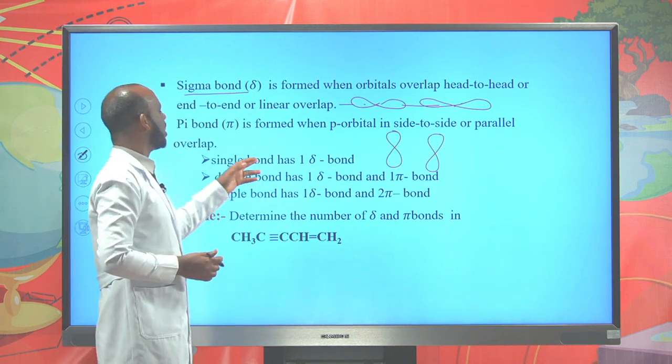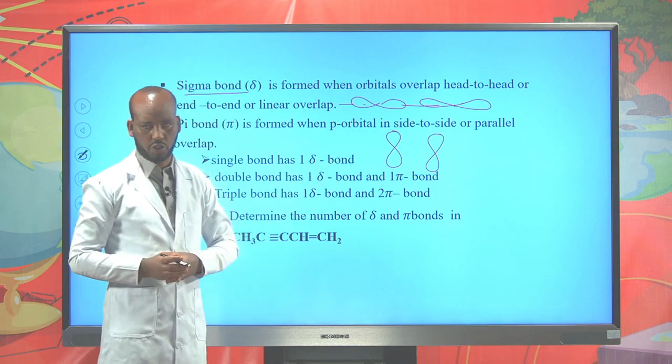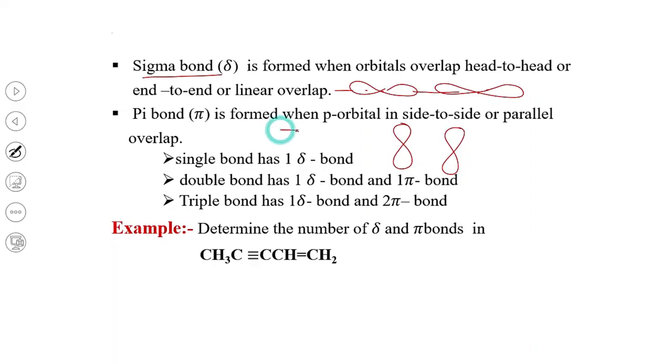Note that a single bond has one sigma bond. Double bond has one sigma and one pi bond.